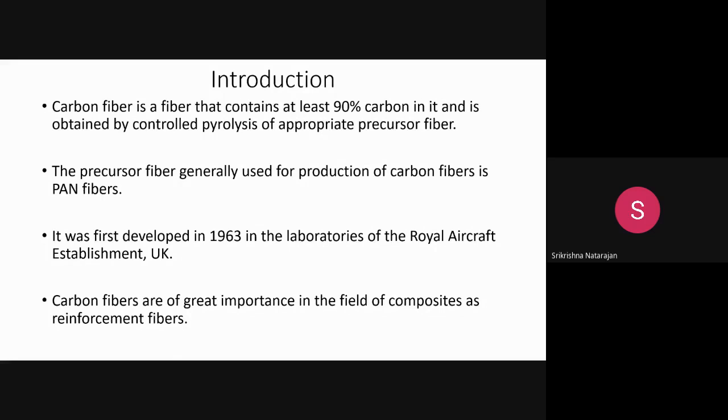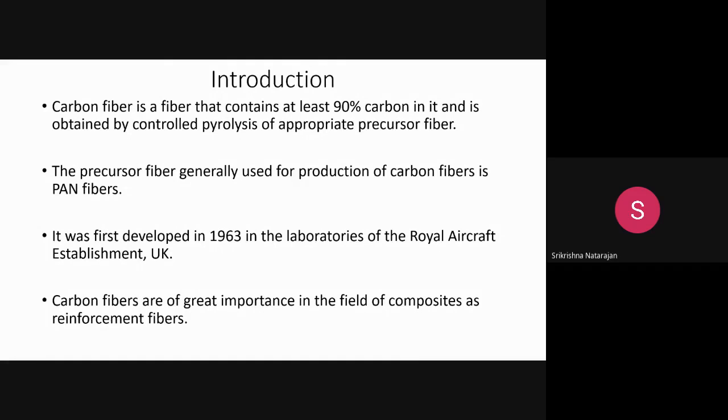Pyrolysis is the burning. Pyro means heat, and lysis means breaking, where the fiber is heated to a certain temperature to break into certain fragments, and you produce the carbon fiber. So the precursor is the raw material. What is the raw material for carbon fiber? It is PAN. PAN is polyacrylonitrile, which is the acrylic. Acrylic is the raw material for manufacturing the carbon fibers.